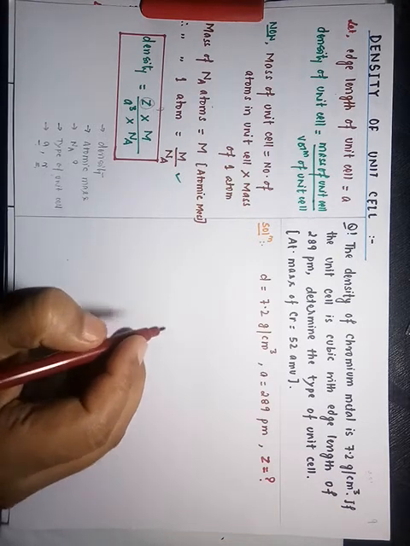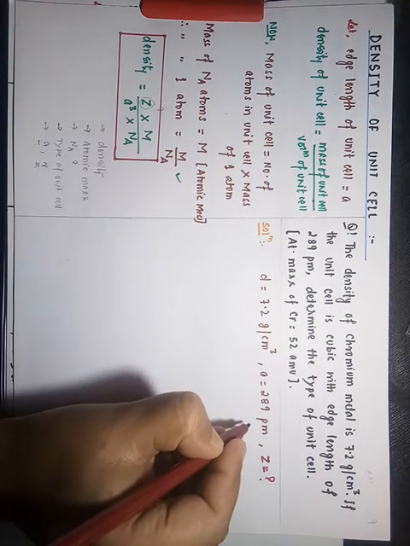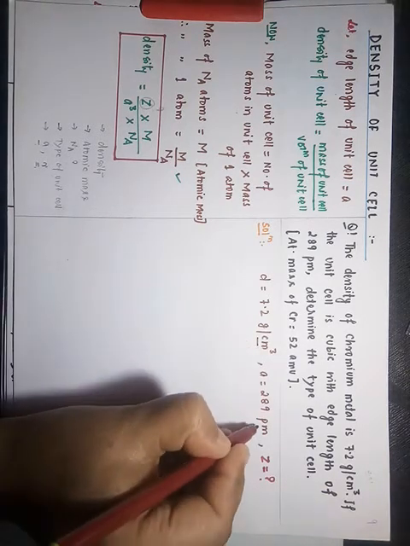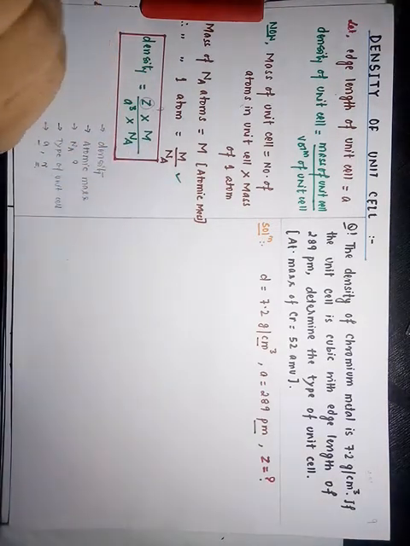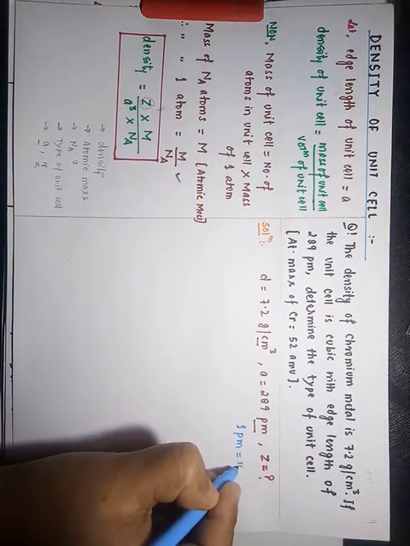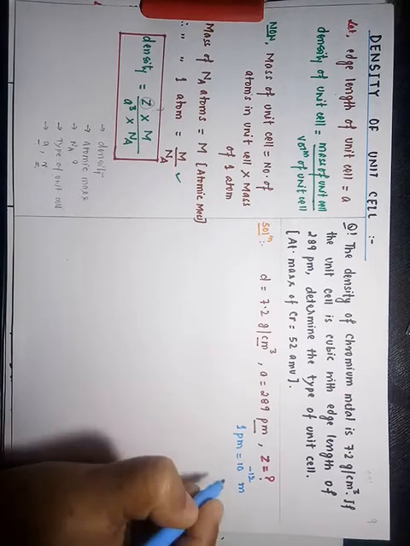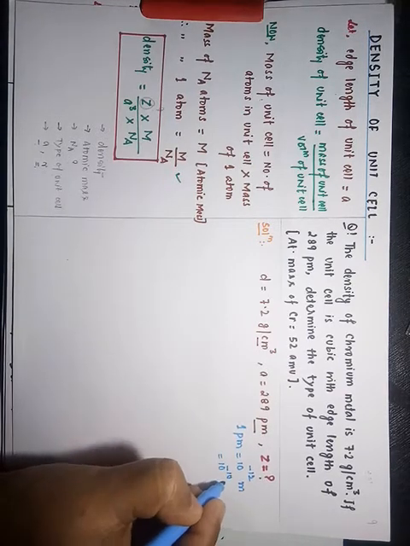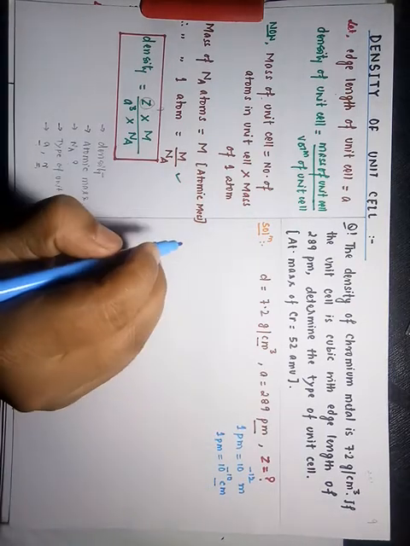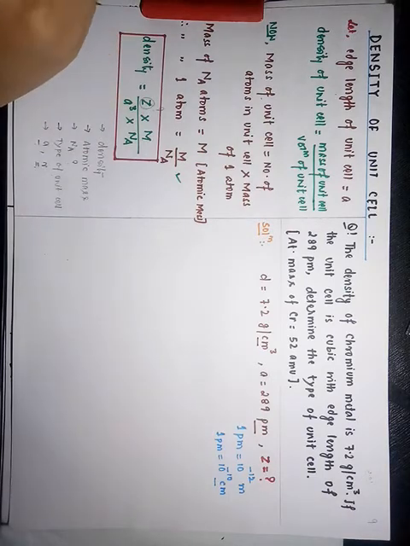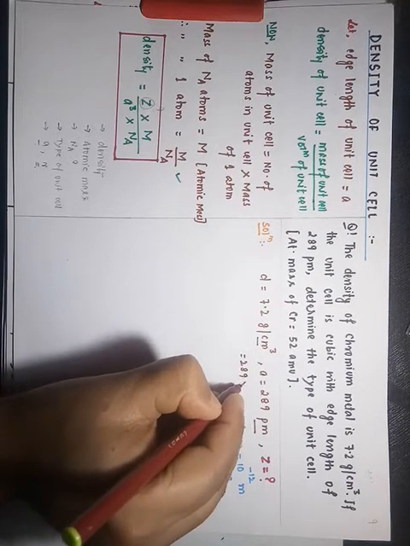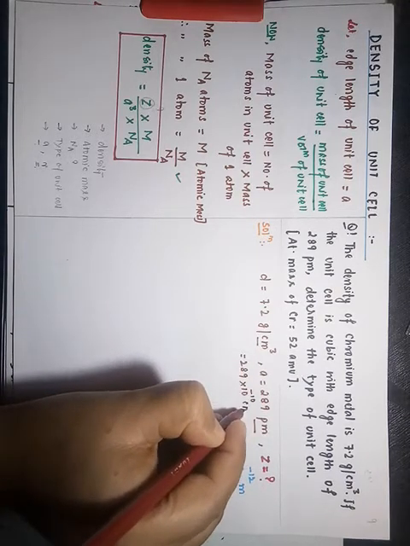And let us work over here. So just remember one thing, student. In the majority of the problems, the density will be in centimeter and the edge length will be in picometer. So you first do the conversion work. 1 picometer is equal to 10 to the power minus 12 meter. This is equal to 10 to the power minus 10 centimeter. So 289 picometer will be equal to 289 into 10 to the power minus 10 centimeter.